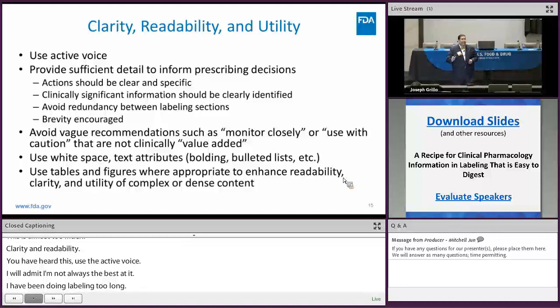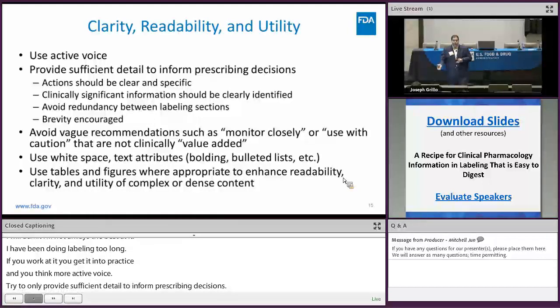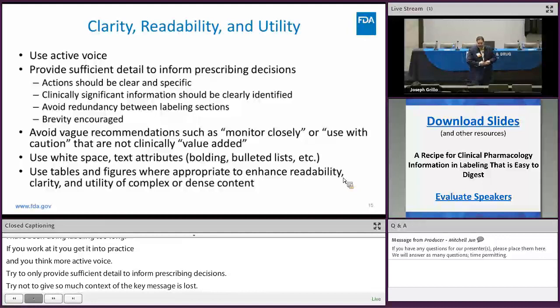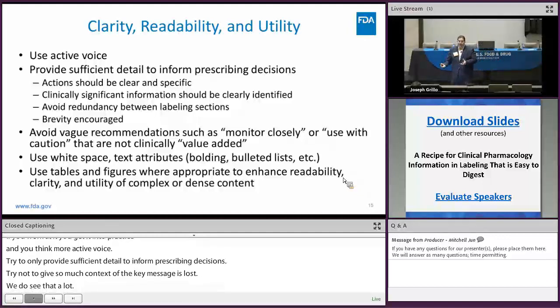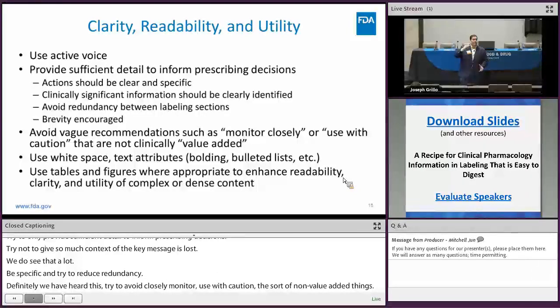Again, try to only provide sufficient detail to inform the prescribing decisions. Try not to give so much context that the key message that you want to present is lost. And we do see that a lot. So have your actions clear and specific. Try to reduce redundancy, use brevity. Definitely, we've heard this from healthcare providers, try to avoid the "closely monitor," the "use with caution," these sort of non-value added things. Use white space, text attributes, bolding, bullets, whatever, to help break up complex or extensive information.